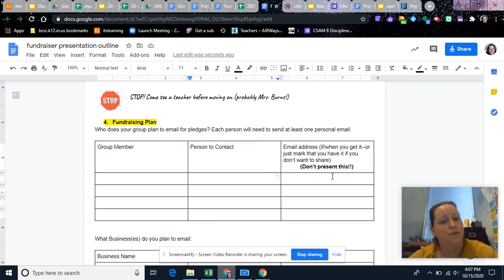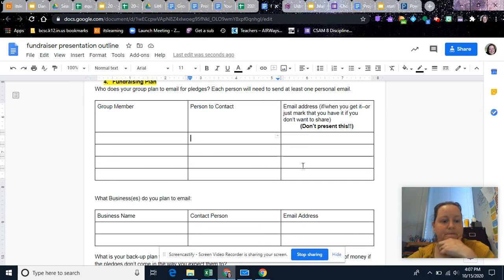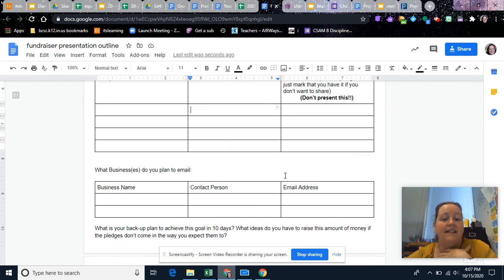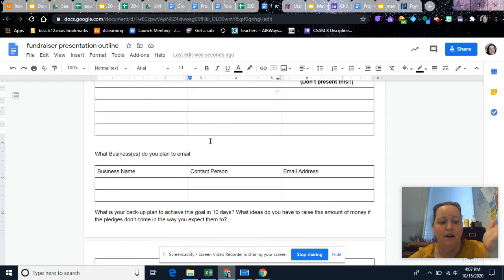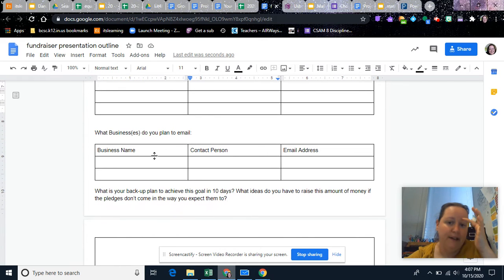If it doesn't make you comfortable to type someone's email address here, or if they won't be comfortable if you type it, then don't. You just put it where it will be safe, but acknowledge on this paper that they have given it to you. And then as a group, not only does each of you need to at least contact one person for a pledge, like I said, it can be more, but as a group, you need to plan on which business you are going to contact for pledges.